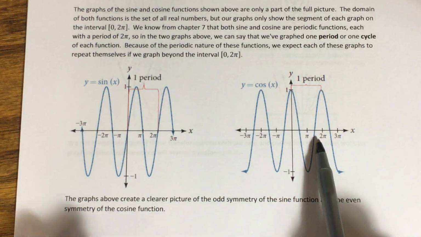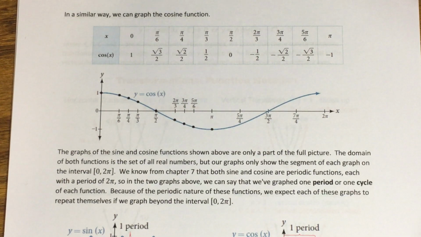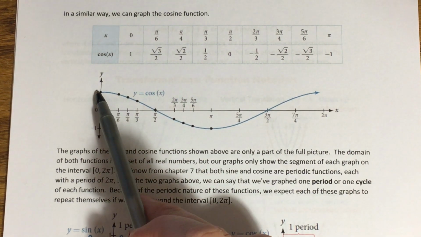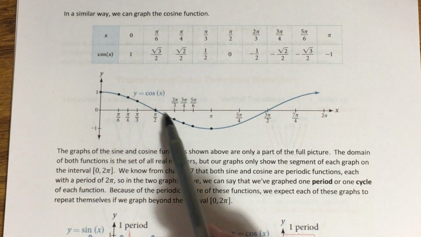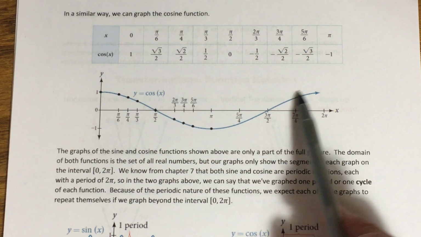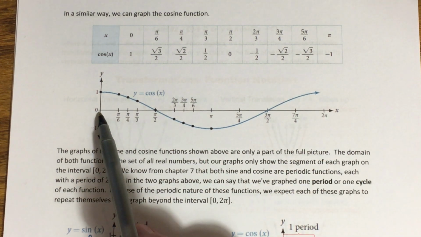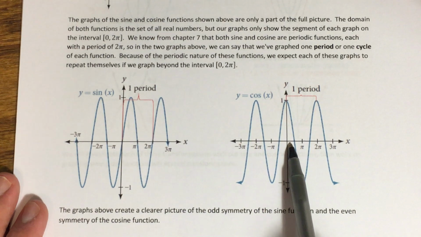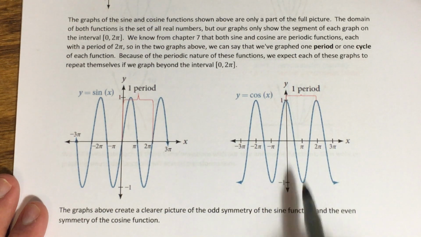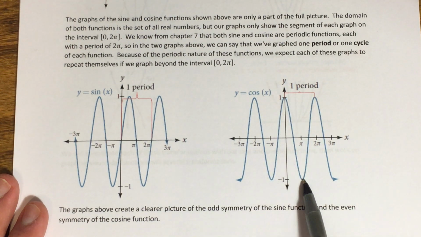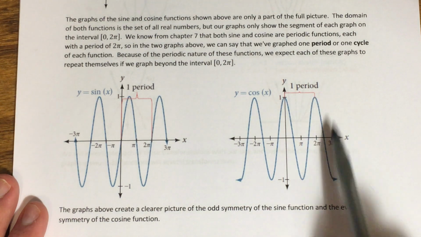Cosine, similar. If we zoomed out from this graph up here, we start high at a maximum, work our way down low to a minimum, get back to high again at a maximum as we work our way from 0 to 2 pi. And we're seeing the same thing happening here. 0 to 2 pi, I start high, go low, go back to high again before I start over again.